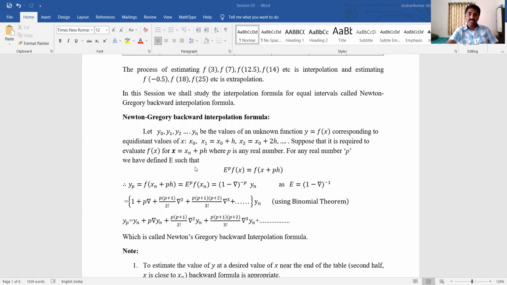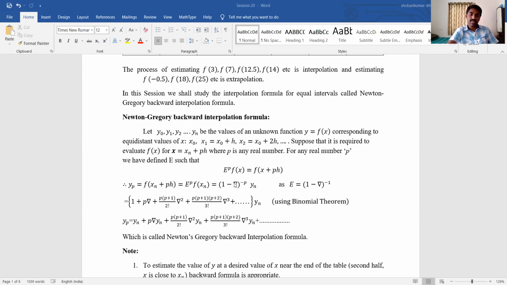Now we define E such that E raised to p f of x is equal to f of x plus ph. Therefore, it is denoted by yp. Yp is equal to f of xn plus ph, that is equal to E raised to p f of xn. Now using the relation between E and nabla, E is equal to (1 minus nabla) whole to the power minus 1. Here instead of E, we put (1 minus nabla) to the power minus 1, whole raised to p. It becomes (1 minus nabla) to the power minus p into yn.